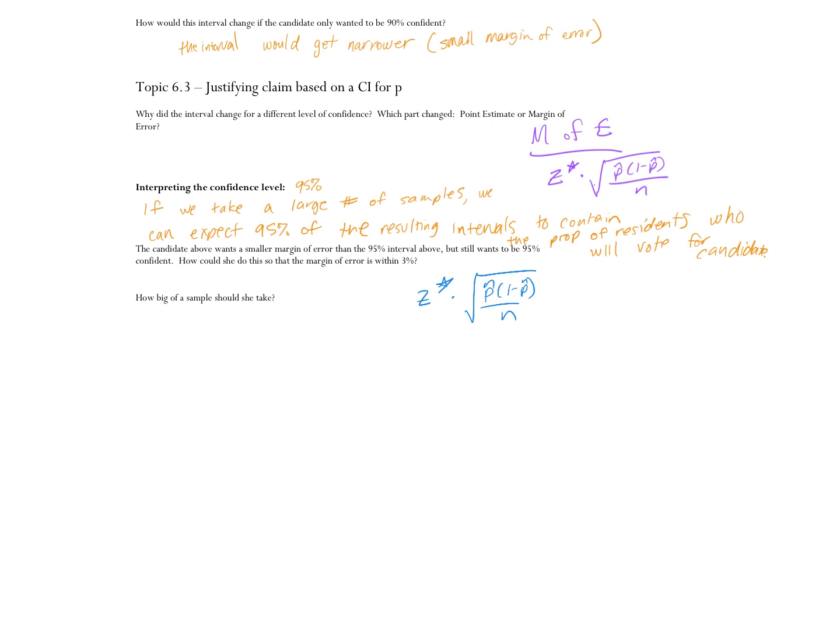Is this okay? And if I said, hey, I want my margin to be within 5%, we would use 0.05. And if I said I want my margin to be within 7%, it would be 0.07. Okay?